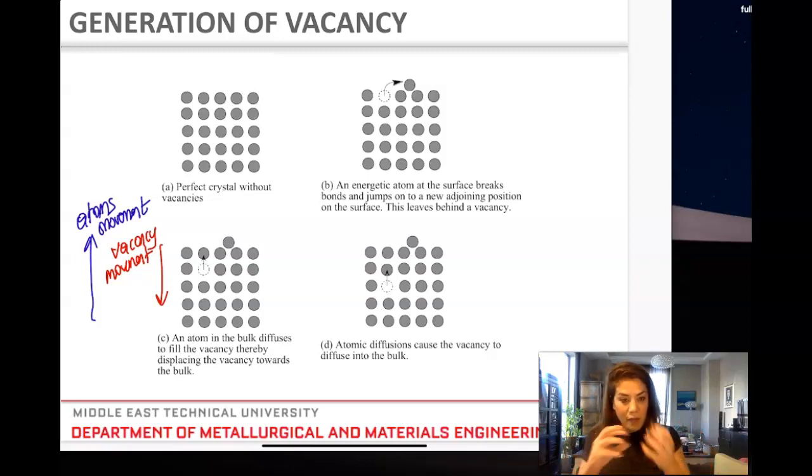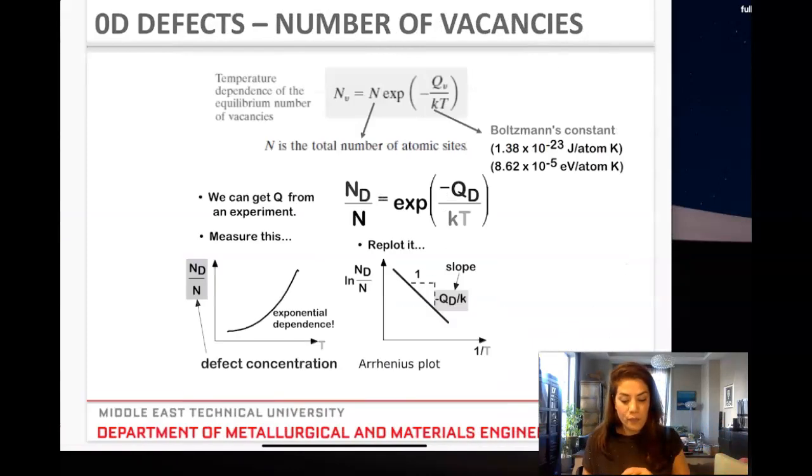Then my vacancies are created in the bulk inside the material, initiated by the surface atom movement. That diffusion concept is introduced in chapter 5, right after this chapter 4, but we're not going to be covering it within this lecture series.